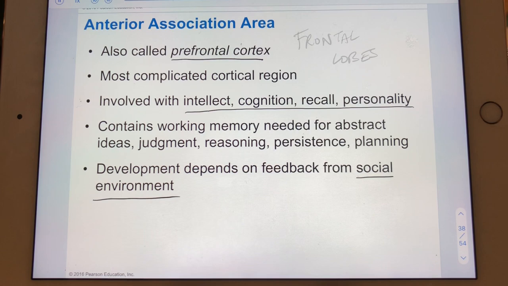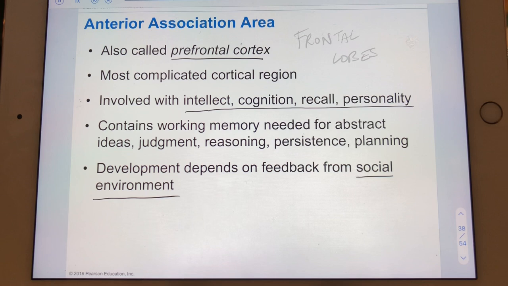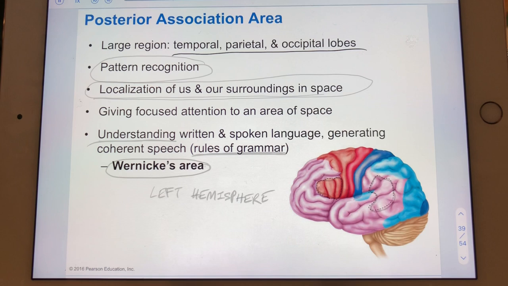Your posterior association area. Oh, did I already say this? Hold on, let's go back to prefrontal cortex. Where is this located? In the frontal lobes. Just in the frontal lobes, okay? Whereas, next slide, sorry, the posterior association area has overlap with temporal lobes, parietal lobes, and occipital lobes. It's kind of all over the place. Well, almost all over the place, all right? And it is more so concerned with helping you recognize patterns.